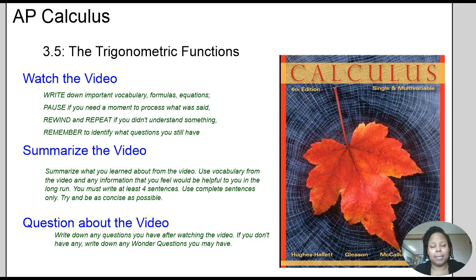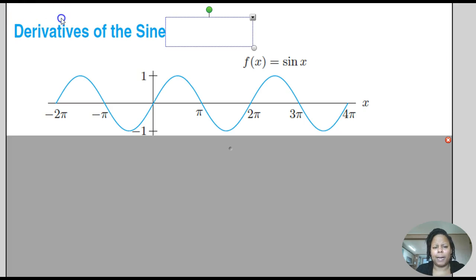All right, let's begin. We've been dealing with the derivative, and we're going to take a look at finding the derivative of the trigonometric functions. And we're going to first start with sine. Even though we kind of already have an idea of what the derivative is going to look like, here we have the sine function. And if you remember, the derivative is the slope of the tangent line at each point.